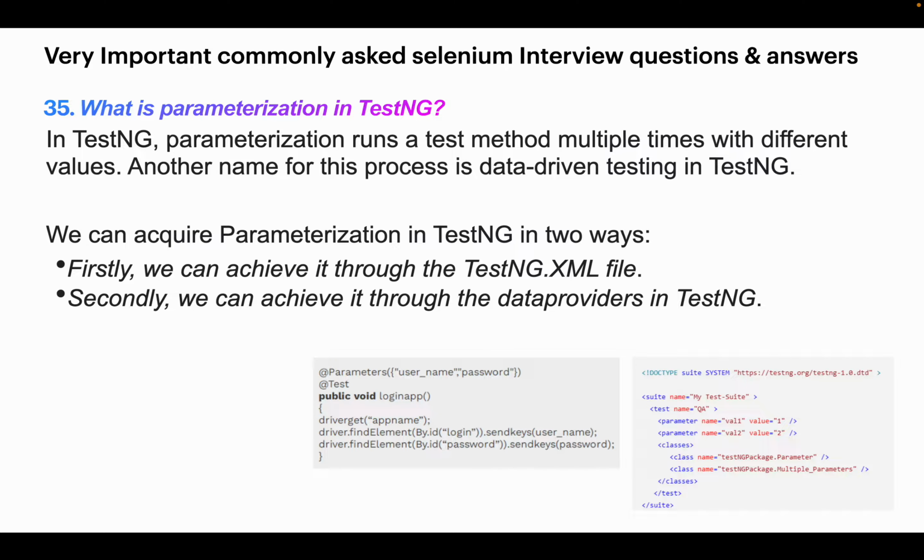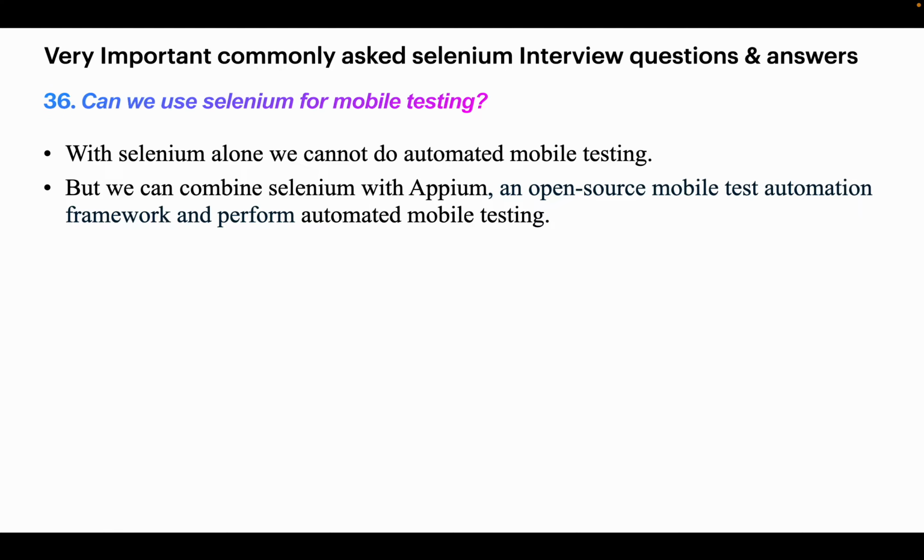So what is parameterization? Suppose you want to run one test method multiple times with different values. Consider you have one test case, but you want to run it with different test data. Then you can go for parameterization. You can achieve parameterization using the testng.xml file as well as data providers. This is also a very important question because you might have multiple user credentials. You might execute one test case with different login credentials, so we have to use parameterization there.